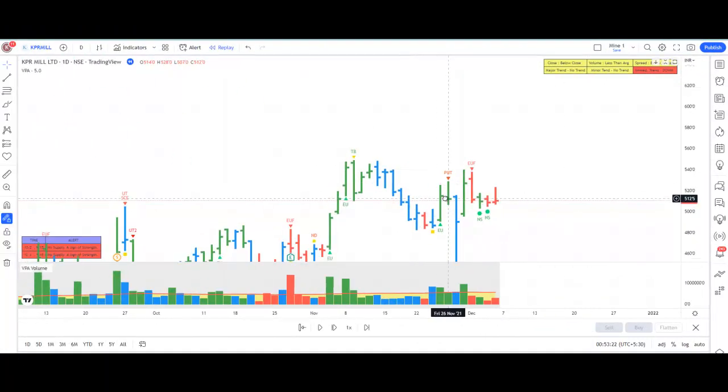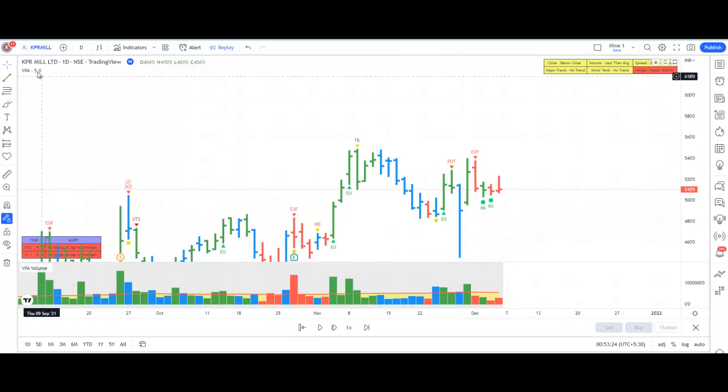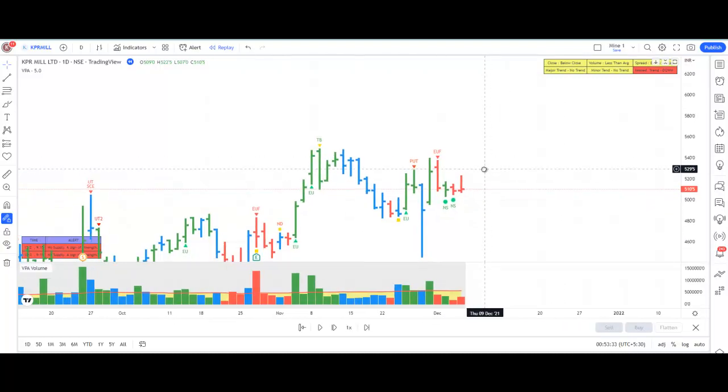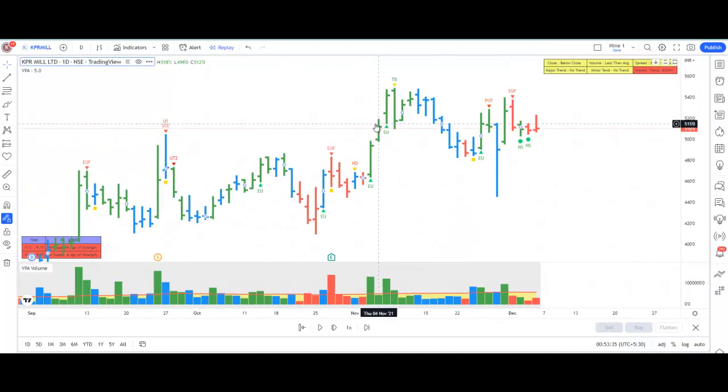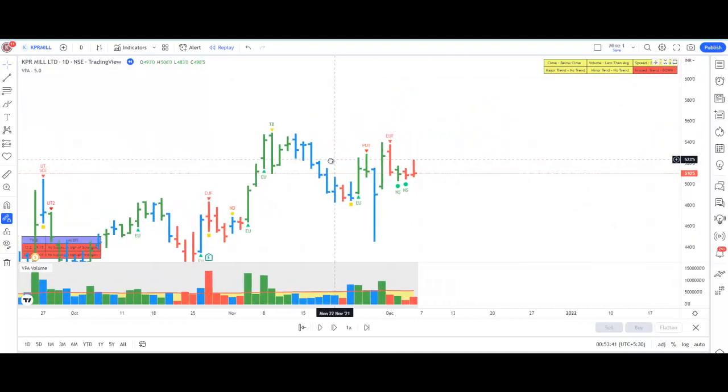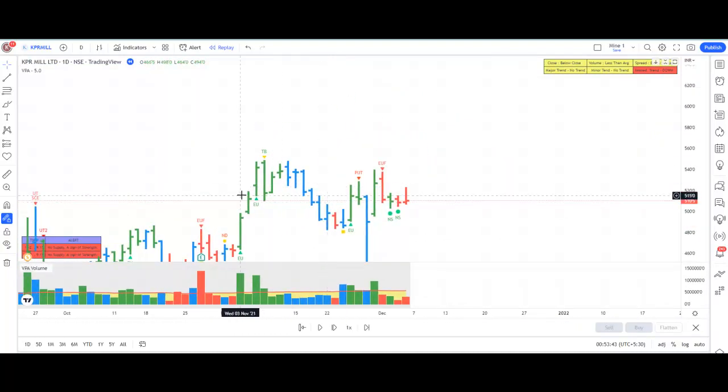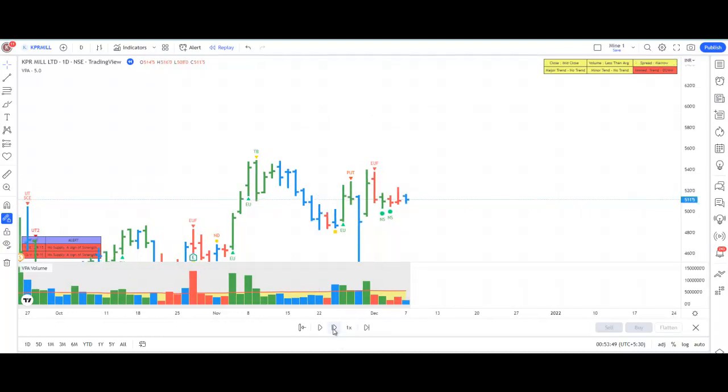In the next example, I have the chart of KPR Mills, and our chart starts from 6th December 2021. As you can see, the overall movement has been a little up here, and currently it is moving sideways. Let's see how further moves happen.